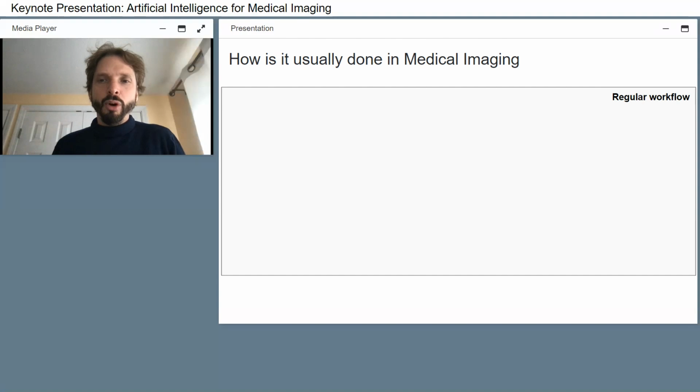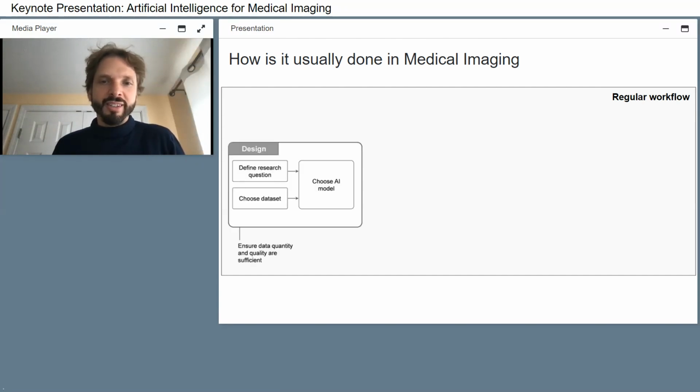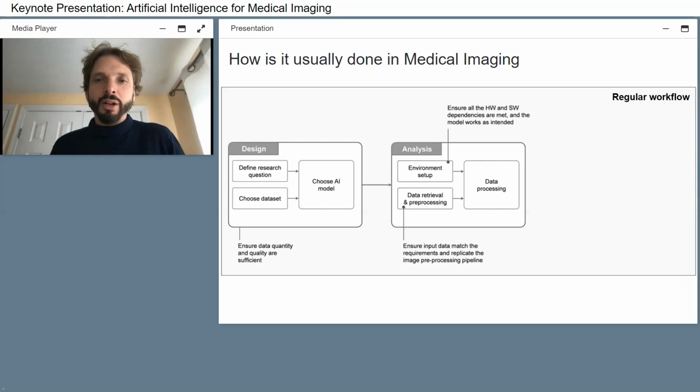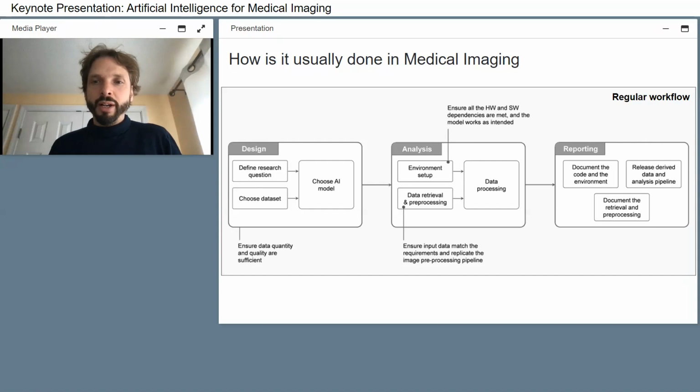And how it works is that, in a regular workflow, you have all of these specific steps in the design: defining the research questions, choosing different data sets and model architectures, then doing the analysis, where we have to think about hardware and software, and all of these are different aspects that need to be set up. And then we have reporting, right? So documenting the code and the environment and all of these different things.